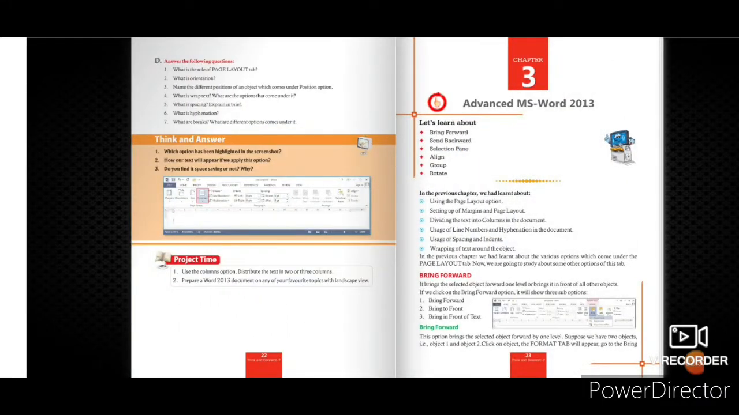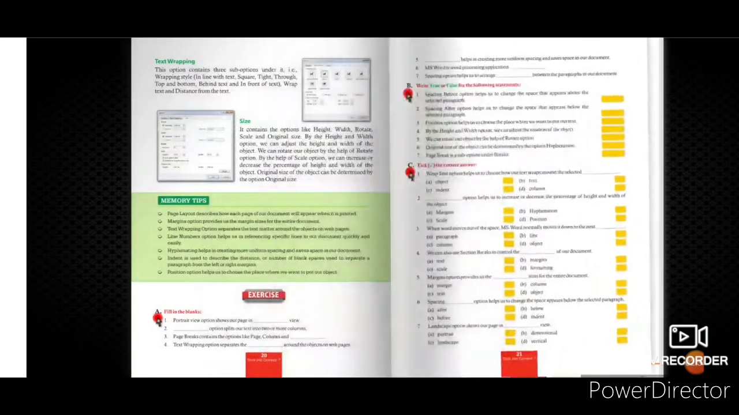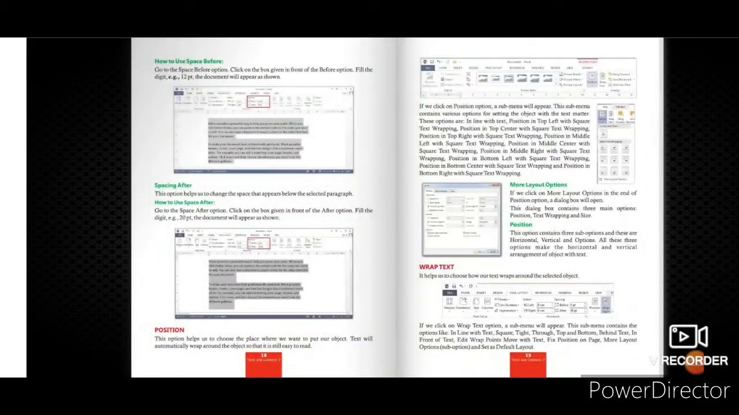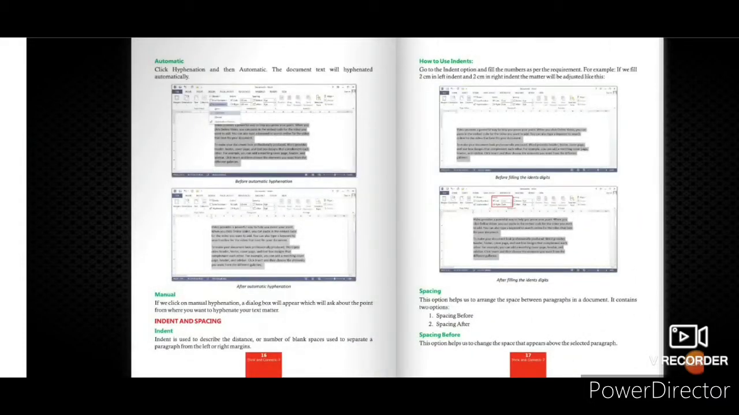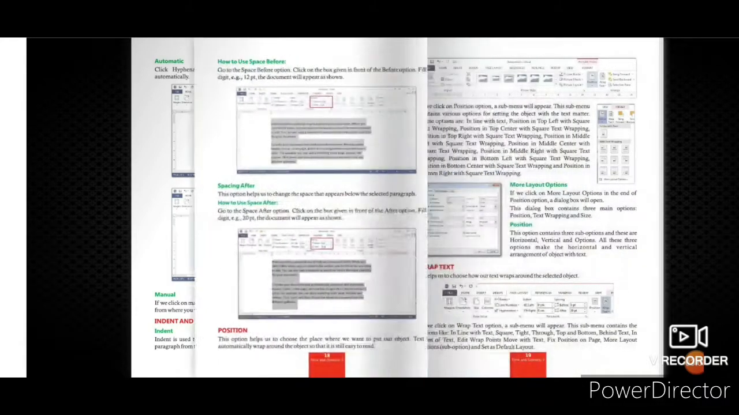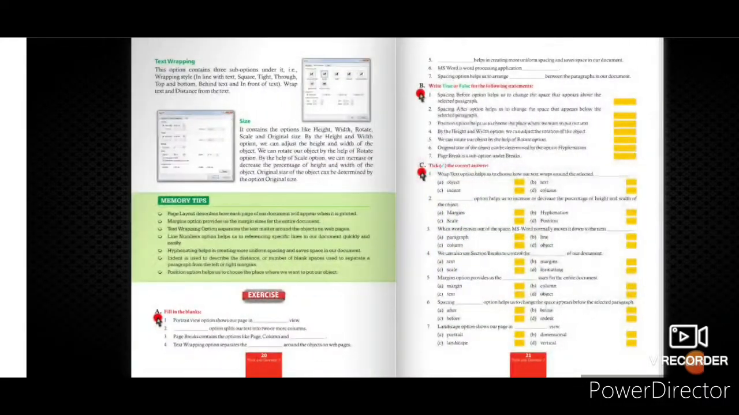Then fifth answer, what is spacing? Explain in brief. So spacing, you can see here on page number 17, spacing in green letters. This option helps us to arrange the space between paragraphs in a document. It contains 2 points, space before and space after. Okay, so this thing you will write as the answer. This is the answer number 5.